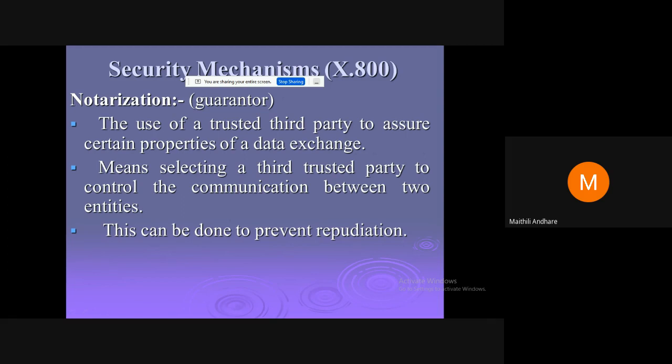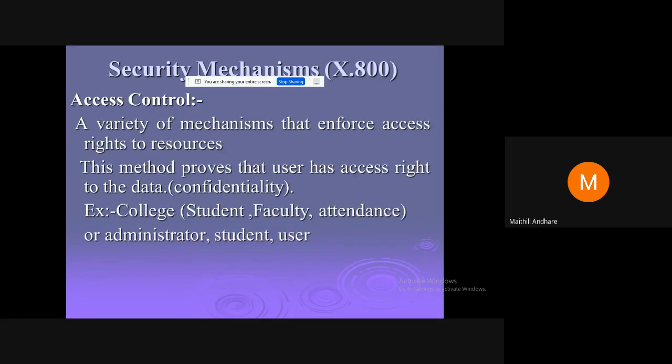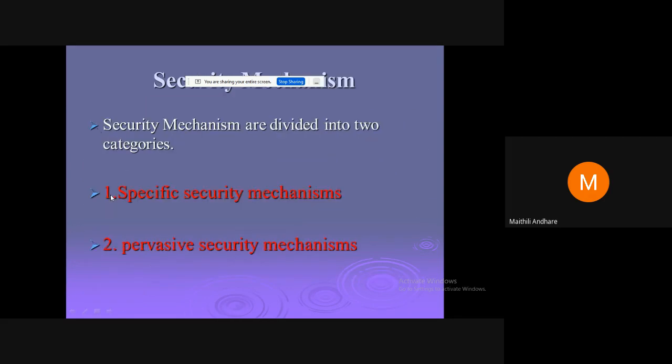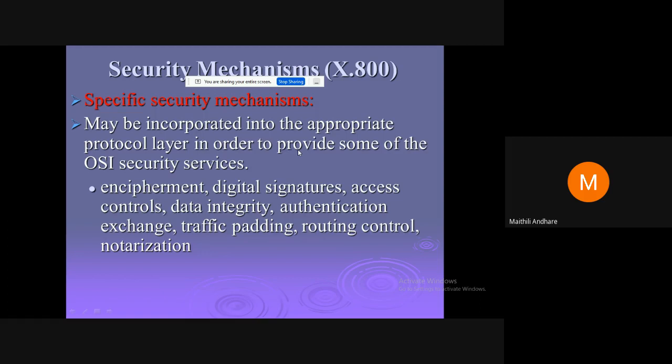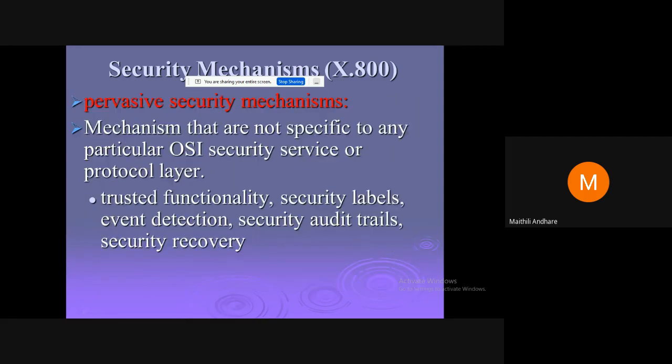So for that purpose, notarization is also one of the security mechanisms, and this particular mechanism is used to prevent repudiation, because there is an involvement of a third party, or to be specific, the trusted third party. So all this comes under the category called specific security mechanisms, and they are implemented over the protocol layer by different security services.